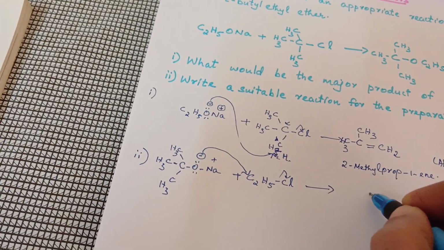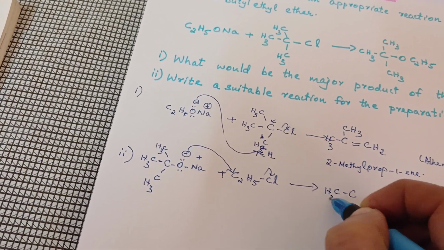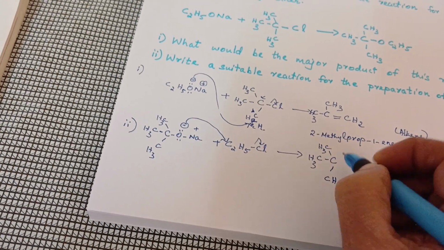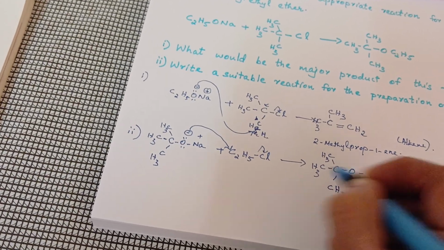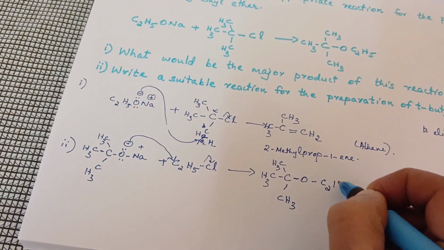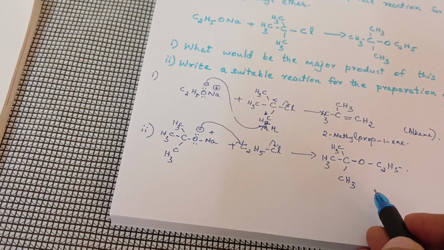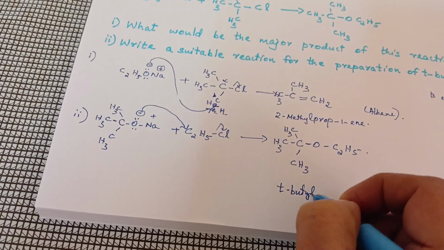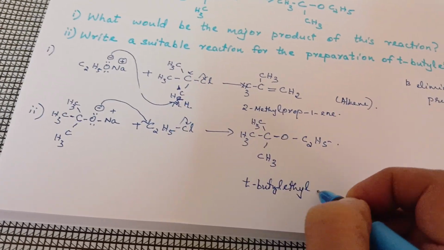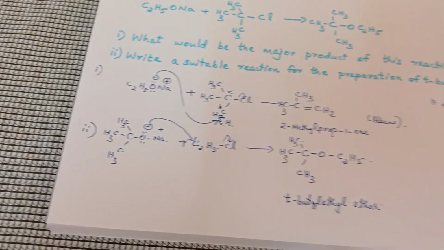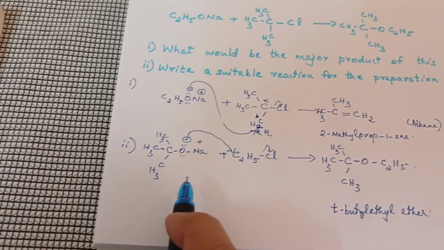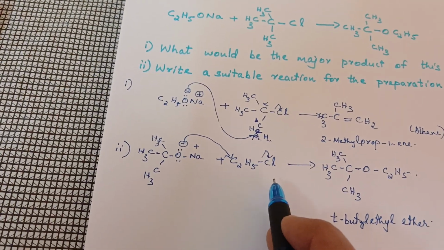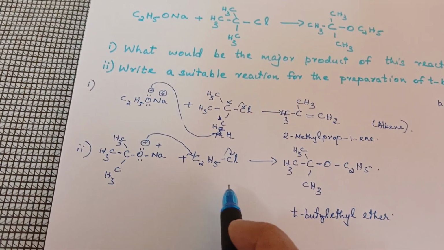So what will you get? C, here CH3, here also CH3, here also CH3 and OC2H5. So what is this? This is tertiary butyl ethyl ether. So here we used this as the alkoxide and this as the alkyl halide. We can see that this is a primary alkyl halide.